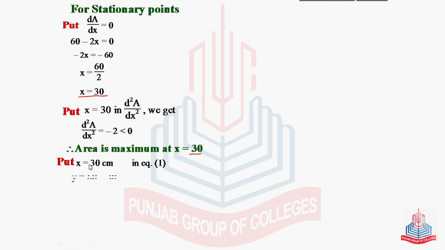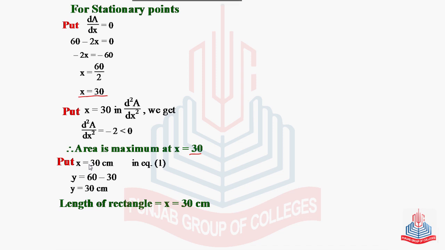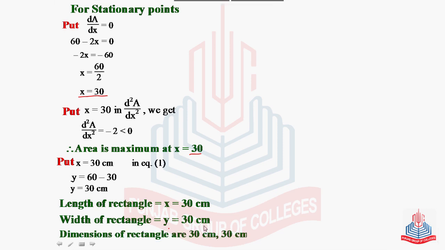So put x equal to 30 in equation number 1 to get the width of the rectangle. So y is equal to 60 minus 30 and y is equal to 30 centimeter. Hence length of the rectangle is 30 centimeter, width of the rectangle is also 30 centimeter. So we can say the dimensions of the rectangle are 30 centimeter and 30 centimeter. Dimensions are actually length and width of the rectangle, which we calculated as 30 and 30.